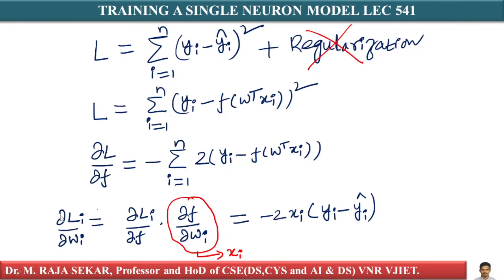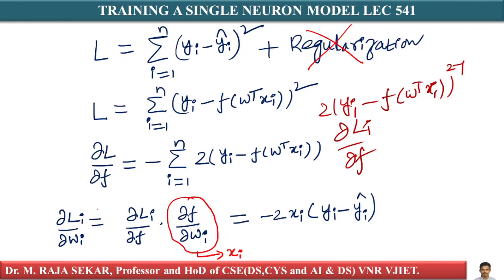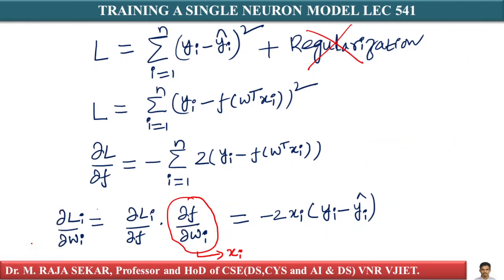Of course, it's simple and straightforward. What you have to do: this is 2 into yi minus F of W transpose xi whole to the power of 2 minus 1. This is dou Li by dou F, if it is taken pointwise. Again, you have to find dou F by dou Wi. Dou F by dou Wi means this is 0 minus, what is W with respect to W? You will be left with minus xi, isn't it? That's what it says. Certainly you will get minus 2xi into yi minus yi cap. This is dou Li by dou Wi.